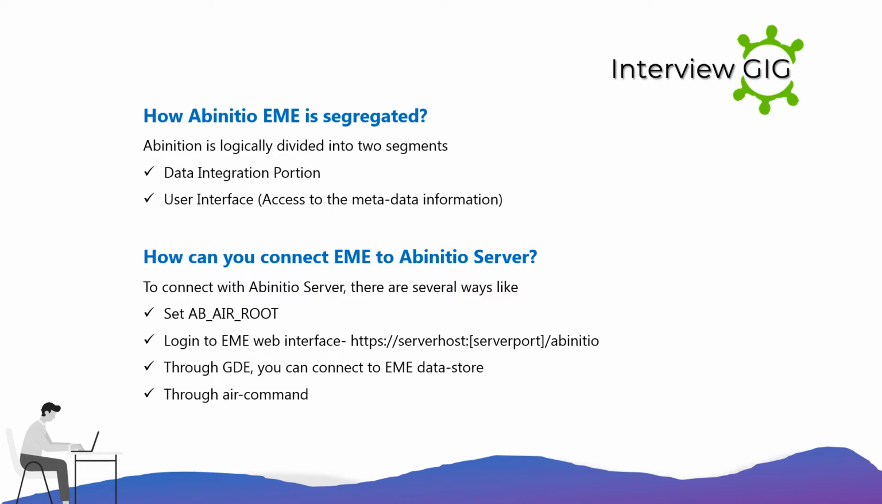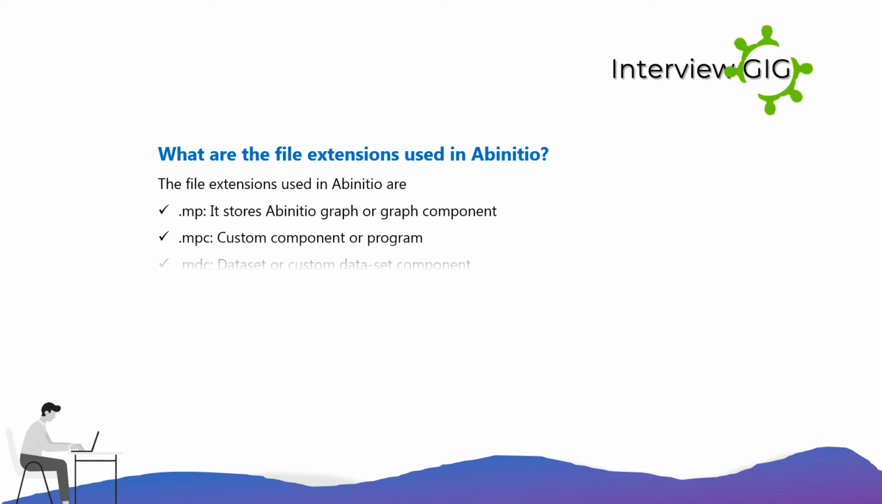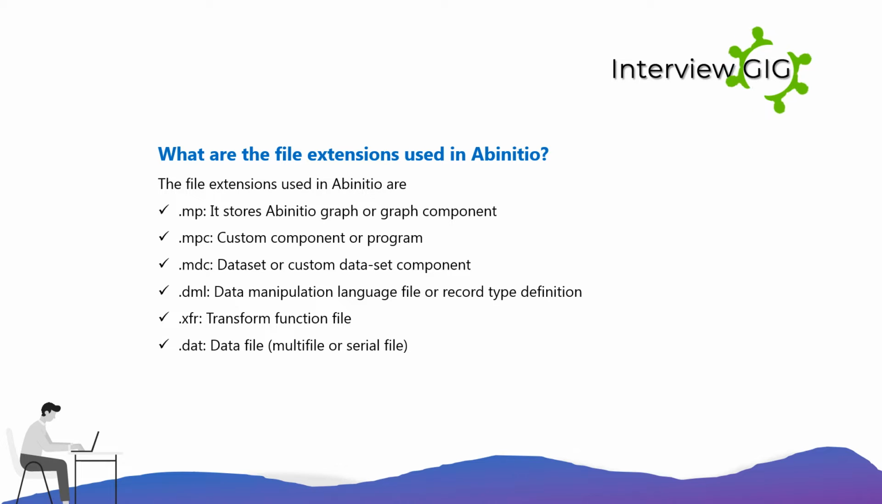How can you connect to the AbInitio server? To connect with the AbInitio server, there are several ways, like set AB_ERROR_ROOT. Log into the web interface: server host, server port, web link. Through GDE, you can connect to the data store. Through the air command. What are the file extensions used in AbInitio?